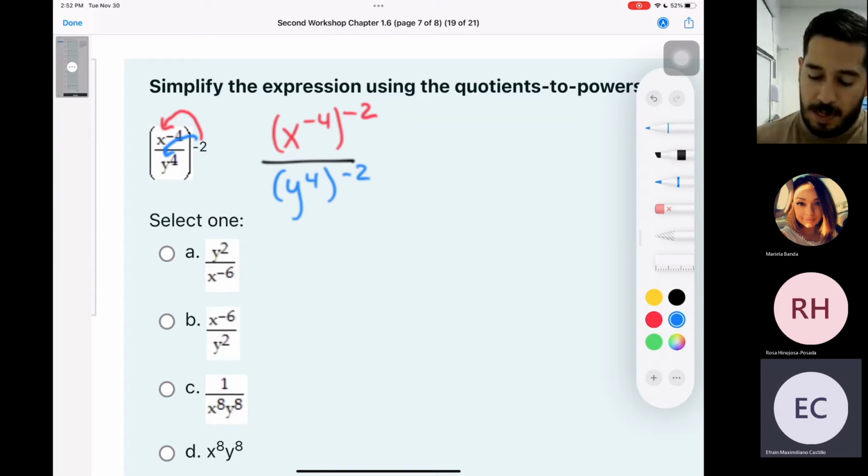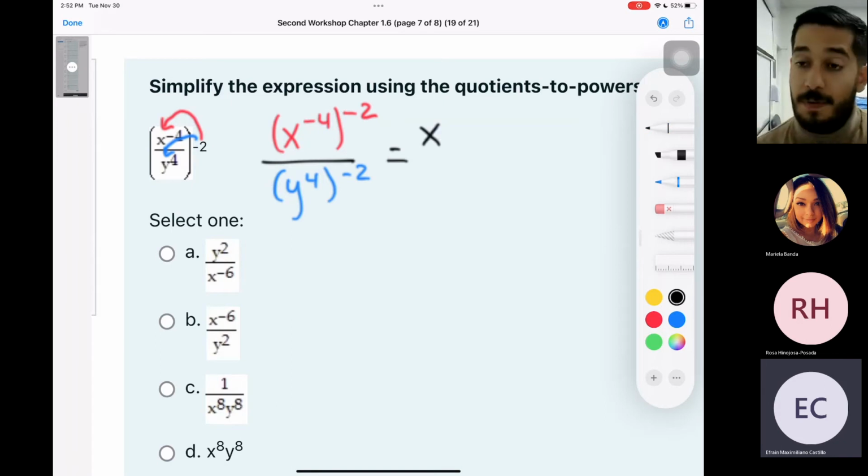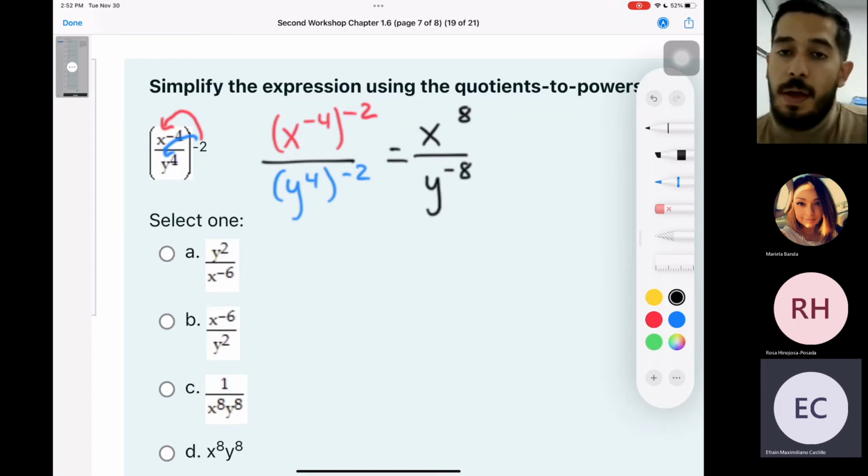You know the power rule. Multiply those exponents. Negative 4 times negative 2, that's negative 8. Excuse me, positive 8. Positive 8. And on the bottom, I have y to the power of negative 8. 4 times negative 2.